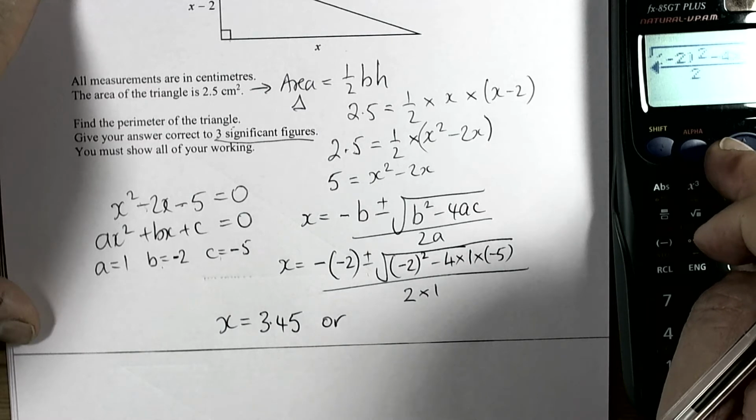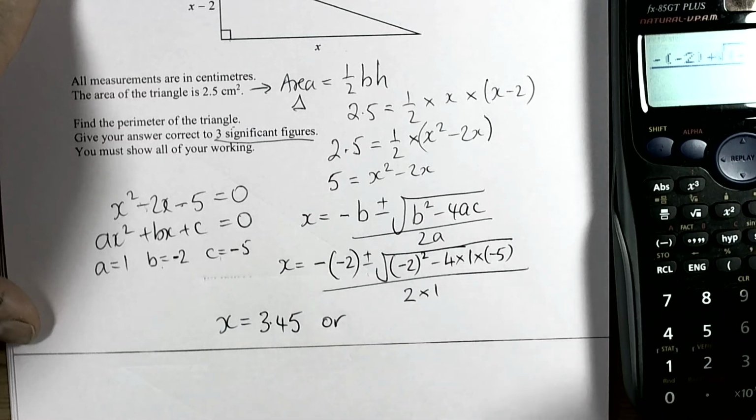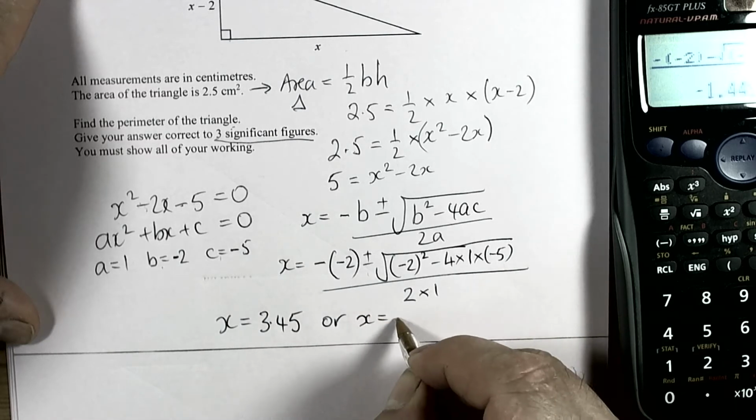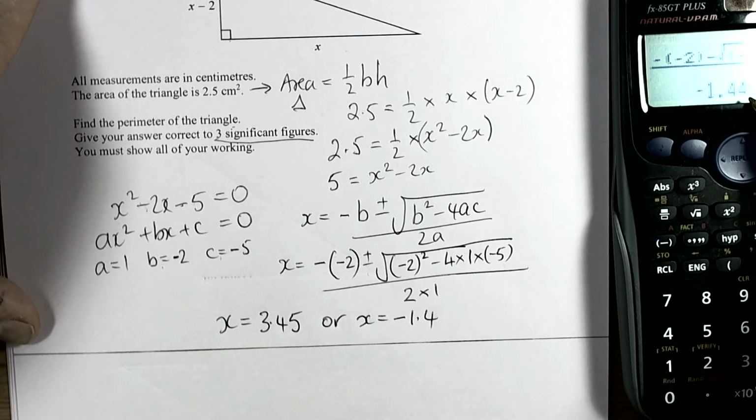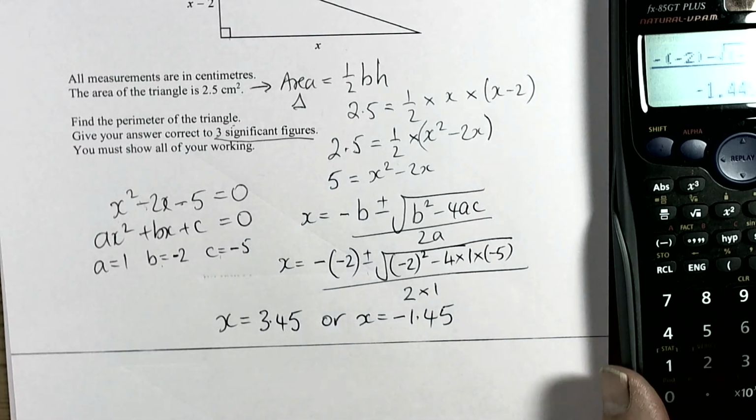and replace the plus before the square root with take away. Press equals, and again change that back, and again to 3 significant figures it will be negative 1.5, for, again, the fourth significant figure is 5 or more, so the third one will go up by 1, so negative 1.45. So that is x found.